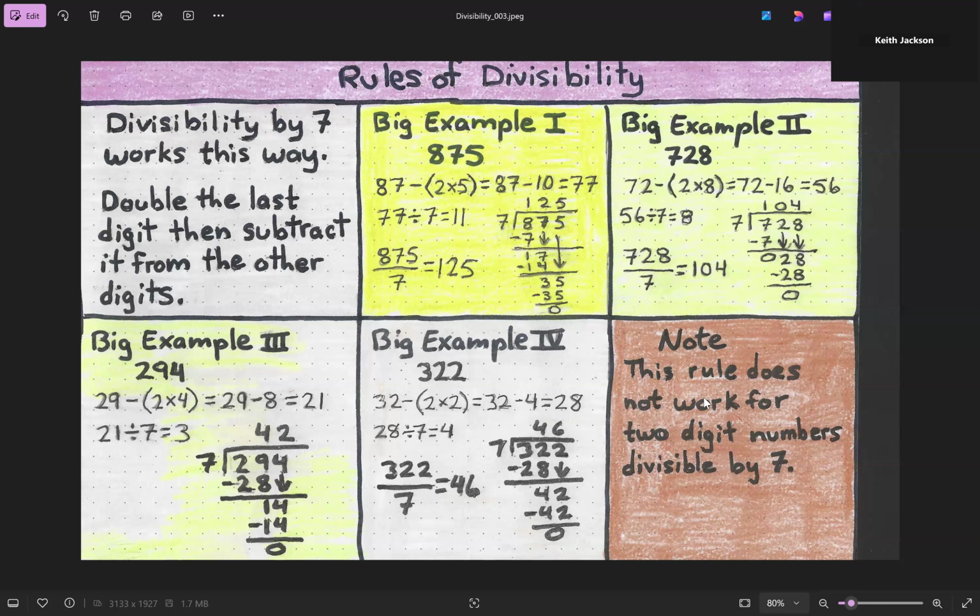All right, you have received a lot of information, and I wouldn't blame you if you need to pause the video to take a look at these 4 big examples or replay this video as many times as you need to get a deeper understanding of divisibility by 7.